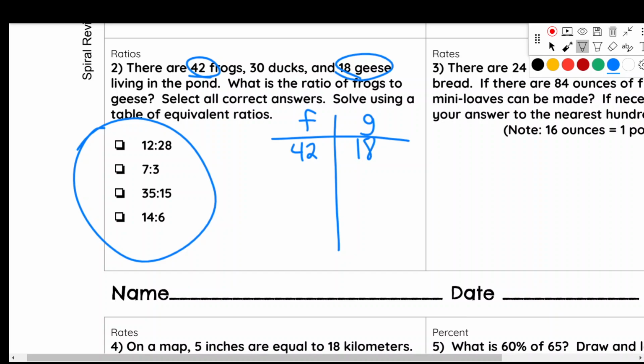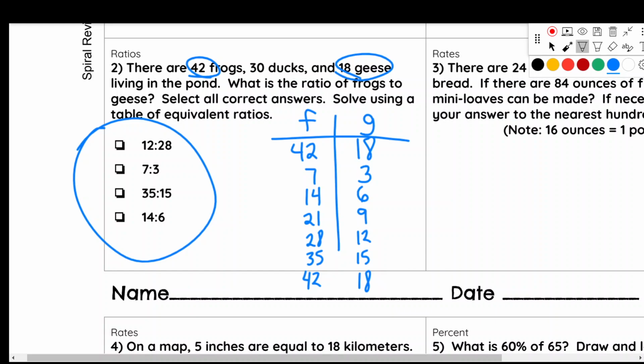I see that both of these numbers are multiples of 6, so I will divide them both by 6. 42 divided by 6 is 7. 18 divided by 6 is 3. Now that I have the largest possible units, 7 and 3, I can count by 7s and count by 3s to complete my table. 7, 14, 21, 28, 35, 42, 3, 6, 9, 12, 15, 18.